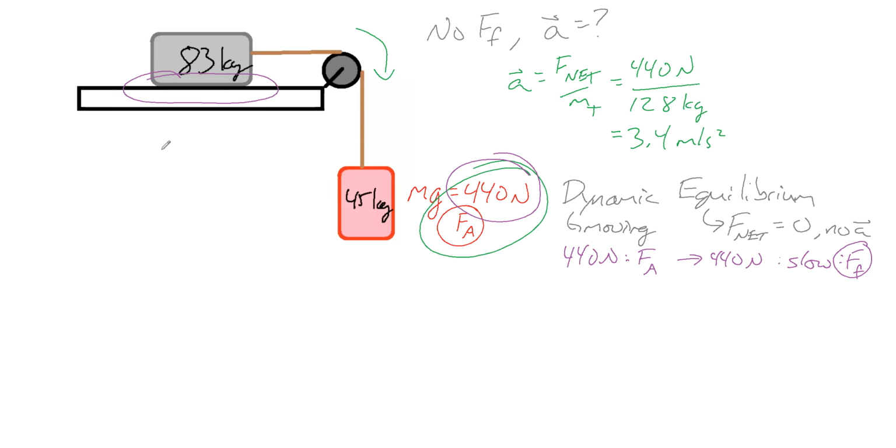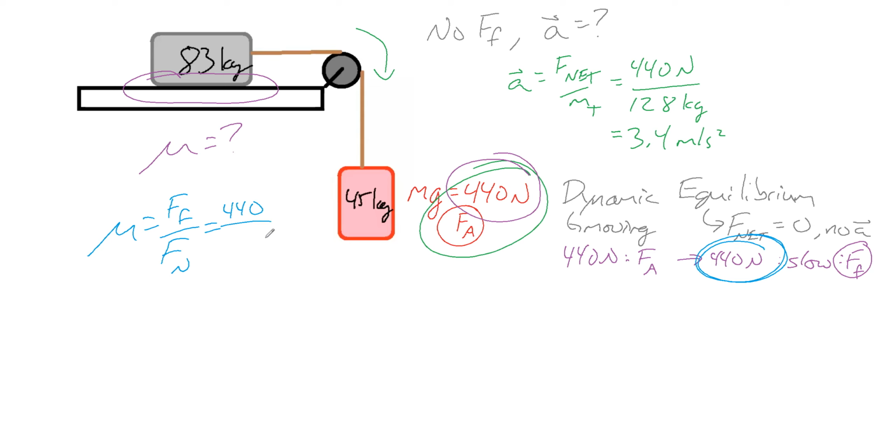So let's find the coefficient of friction between the box and the table. The coefficient of friction is Ff over Fn. I already know how much friction I have. I must have 440 newtons of friction, because that's how much the little red box is pulling with, and that must be how much friction is trying to cancel out. So I know my friction is 440.